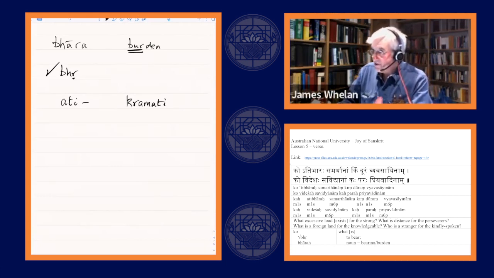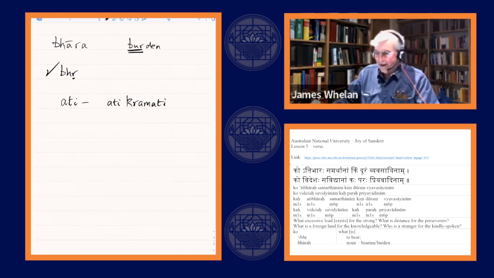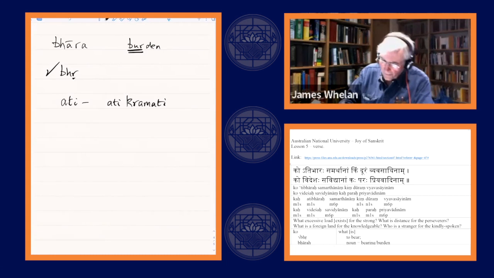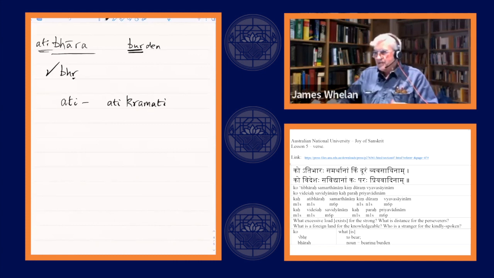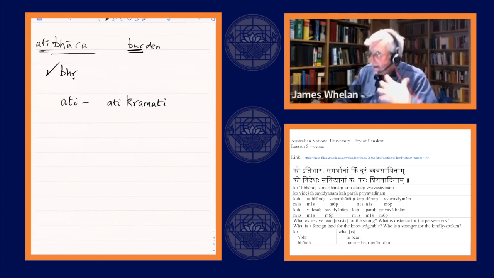So kramati, to step. Atikramati, to step over something. Bhara, a burden, was just something heavy to carry. And atibhara, that ati, just means something is over heavy, an excessive burden, a burden that is too much to bear. There's an atibhara.